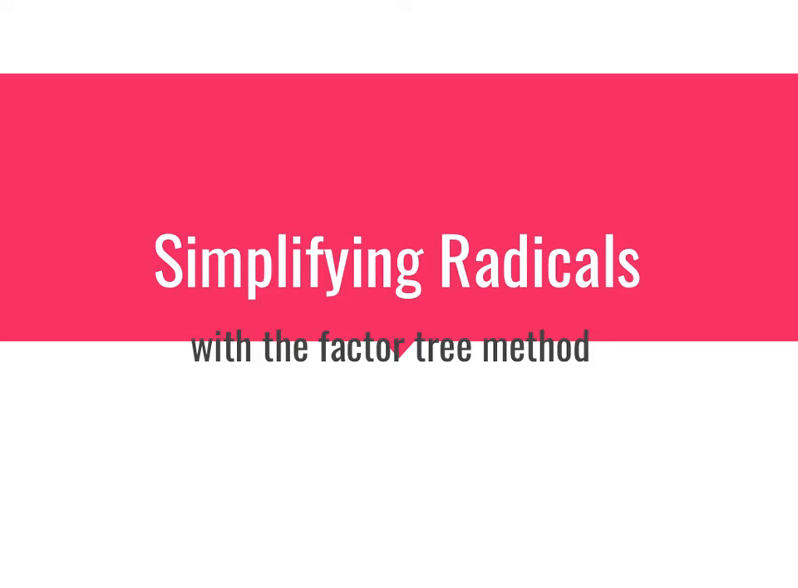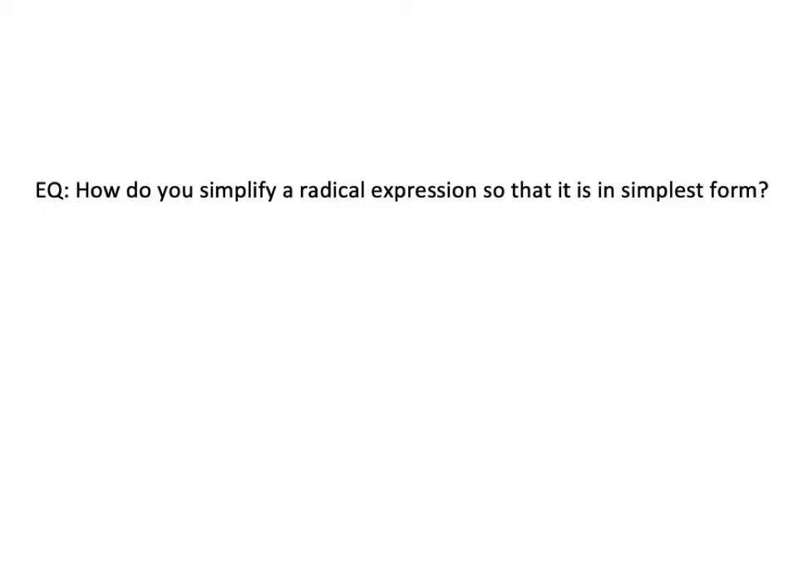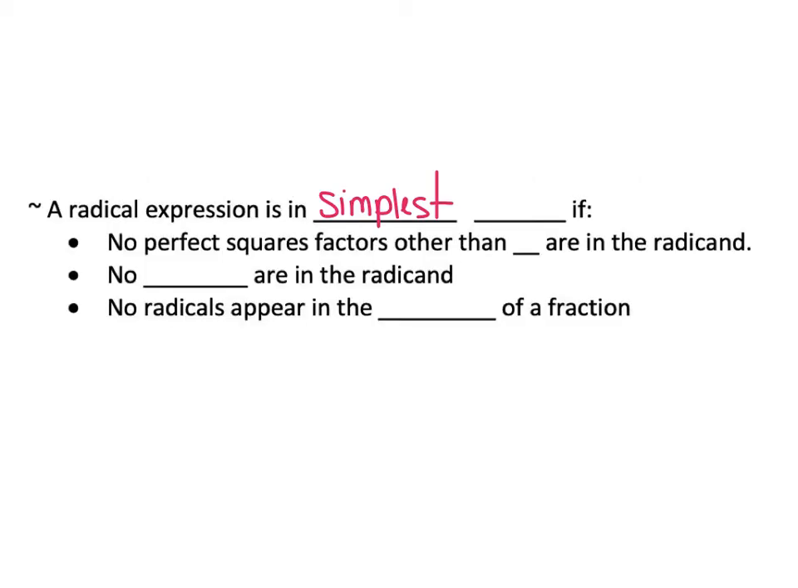In this lesson, we're going to look at simplifying radicals with the factor tree method. Our essential question is, how do you simplify a radical expression so that it is in simplest form? So let's define simplest form. A radical expression is in simplest form if the following conditions are met. There are no perfect squares other than 1 in the radicand.